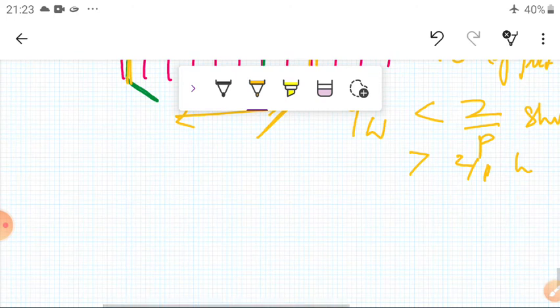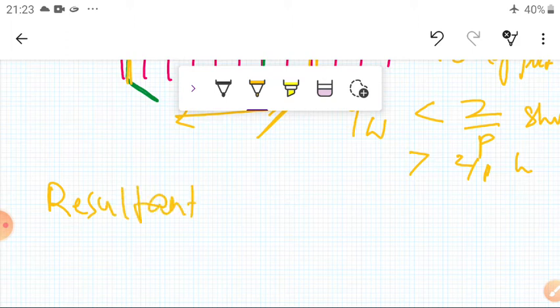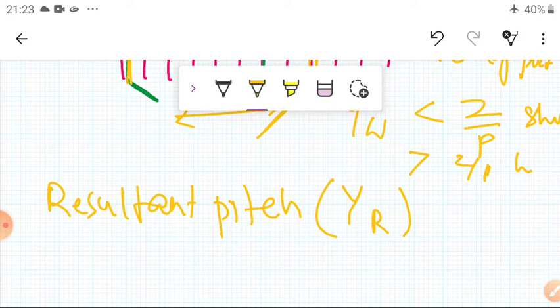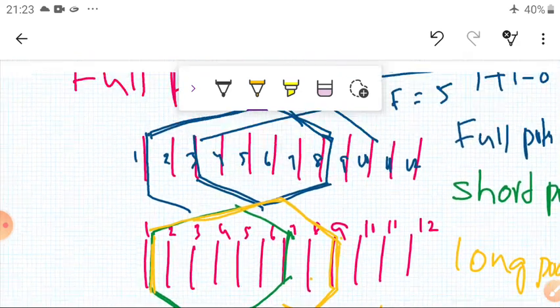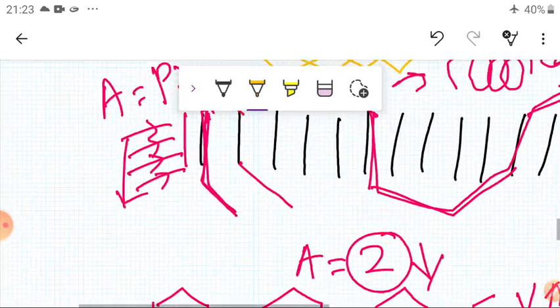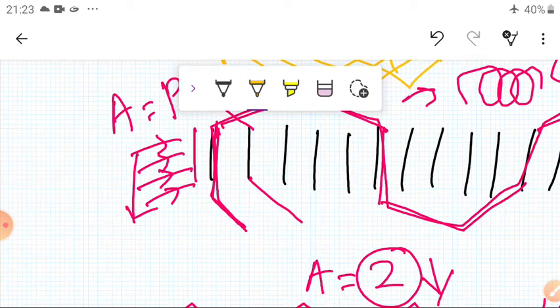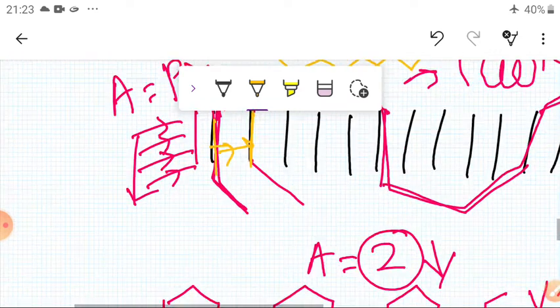Another is the resultant pitch, that is represented by YR. It is the distance between the beginning of two consecutive coils. We have already seen this. For example, you can see first this case, lap winding. Here one coil is started, and another coil is started here. The distance between these two is known as the resultant pitch.